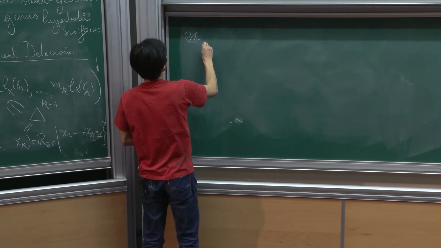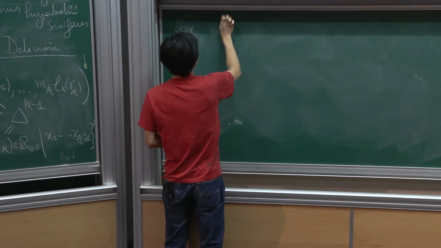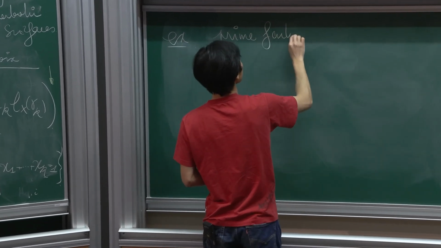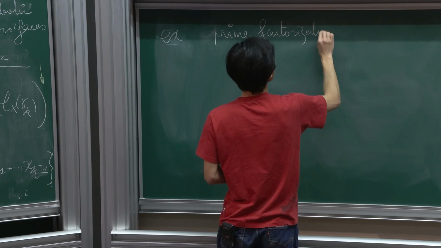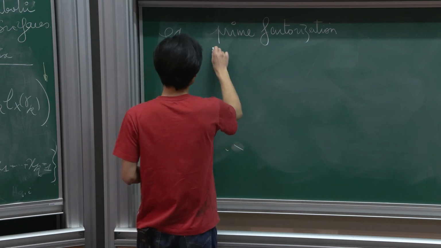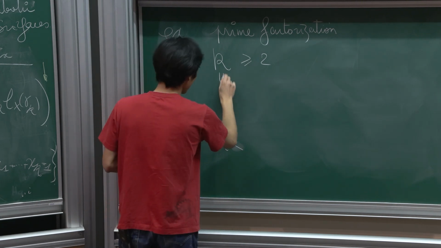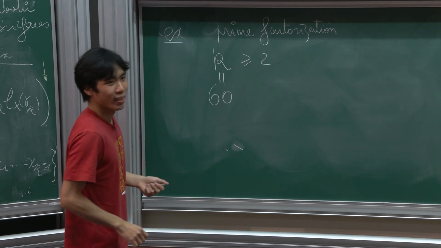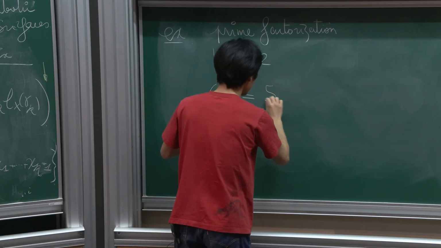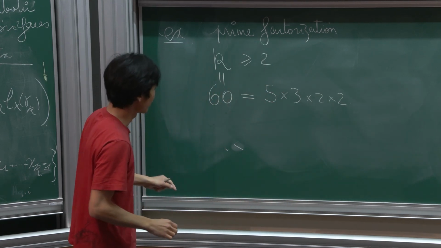The first example we talk about will be the integer decomposition, or maybe prime factorization. Now you really work with random integers. You take a random integer, say k, greater than 2. Say it's 60. You can decompose it as a product of prime numbers. In this case, it's 5 times 3 times 2 times 2, if I'm not mistaken.